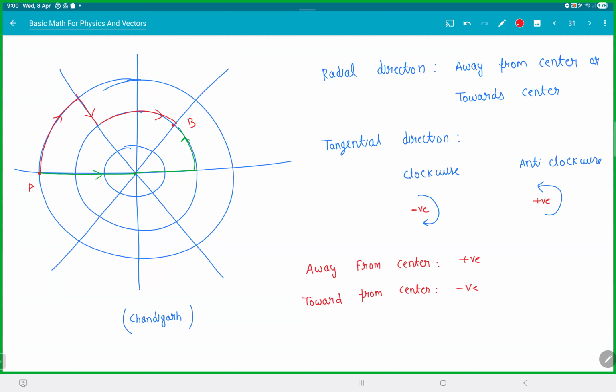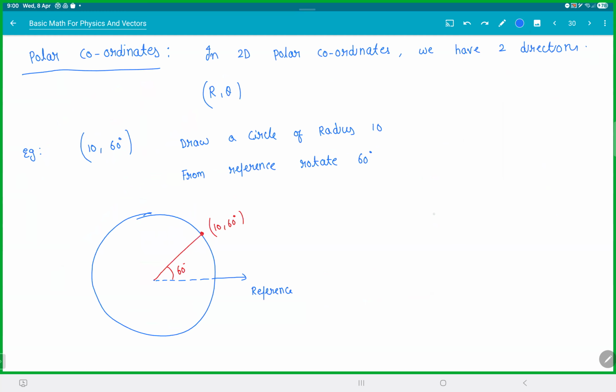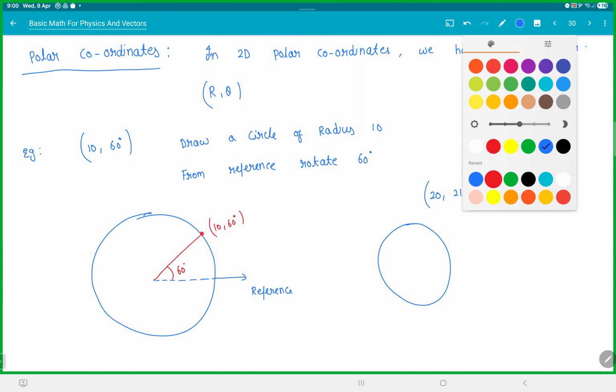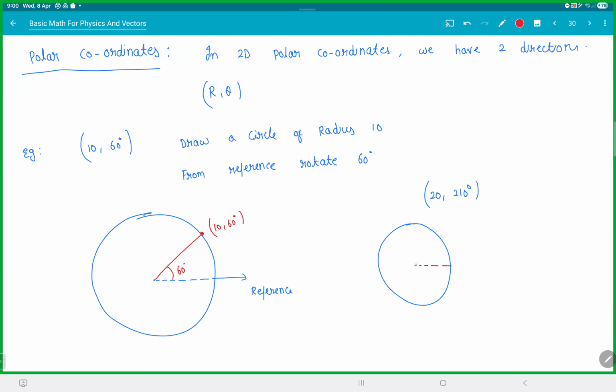No big deal. But I hope everyone got an idea about polar coordinates. What it does is simply give you coordinates in terms of radius and theta. Let me give you a few more examples, let's say (20, 210 degrees). This means it's a circle of radius 20, and 210 degrees would be somewhere here. This is how you rotate: you always rotate anti-clockwise, 210 degrees. So this is (20, 210), and so on.